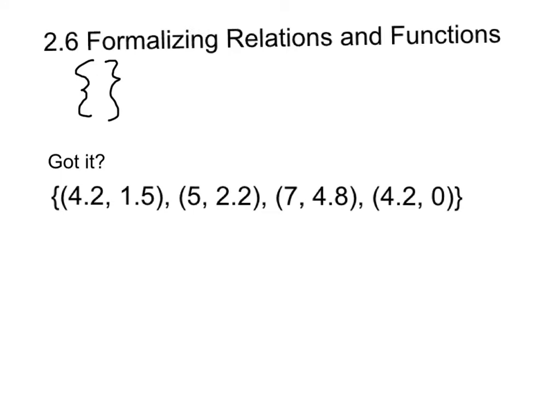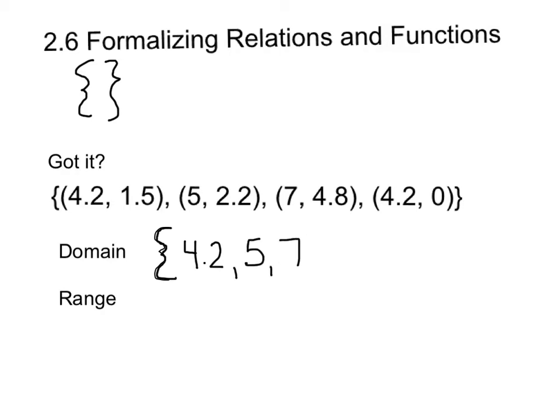So here's what the got it says. Identify the domain and range of each relation. Represent the relation with a mapping diagram. Is the relation a function? Alright, so we first have to identify the domain and range. The domain are your x values. So all you have to do is put your x values within a set. So your domain would be 4.2, 5, 7, and we've already used 4.2 in the last one, so we don't need to write it again.